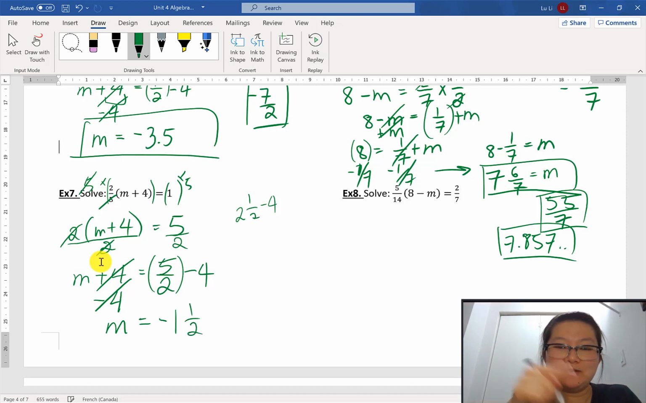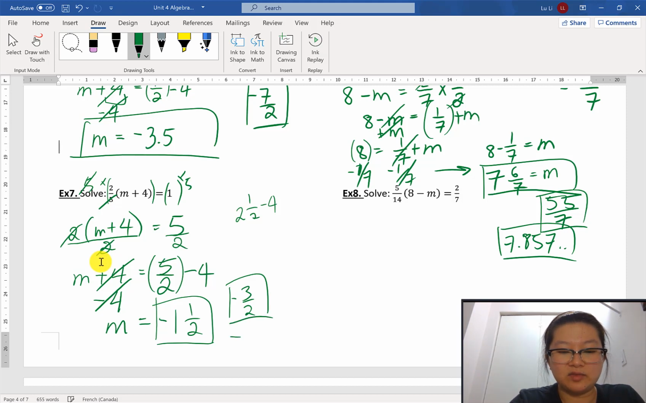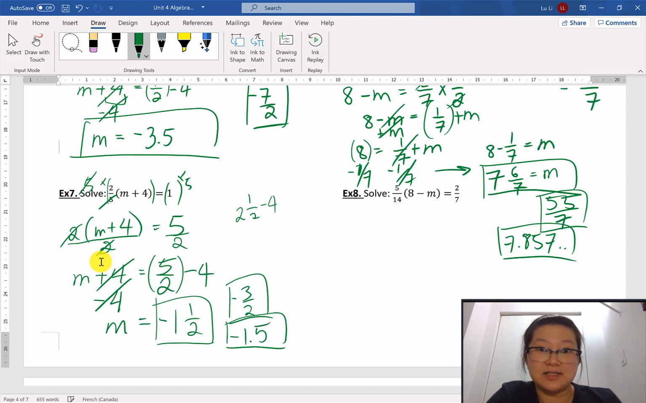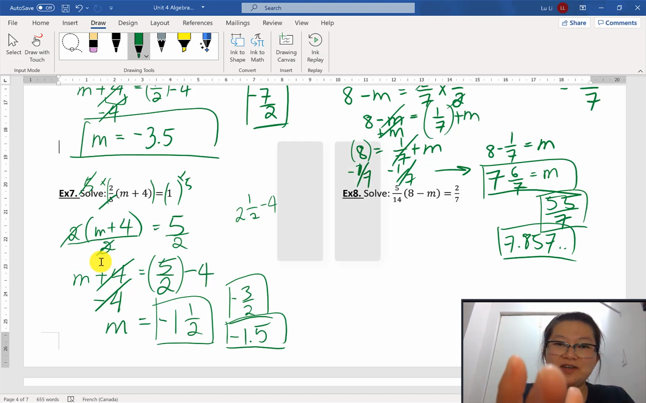Okay, don't believe me? Put it in your calculator and double check. You could either leave it here as a mixed number, or you could leave it as an improper fraction, which is just negative 3 over 2, or if you like decimals, negative 1 and a half, just like that. Okay, so there you go. That's example 7. Example 8, good time to pause the video for you to try.